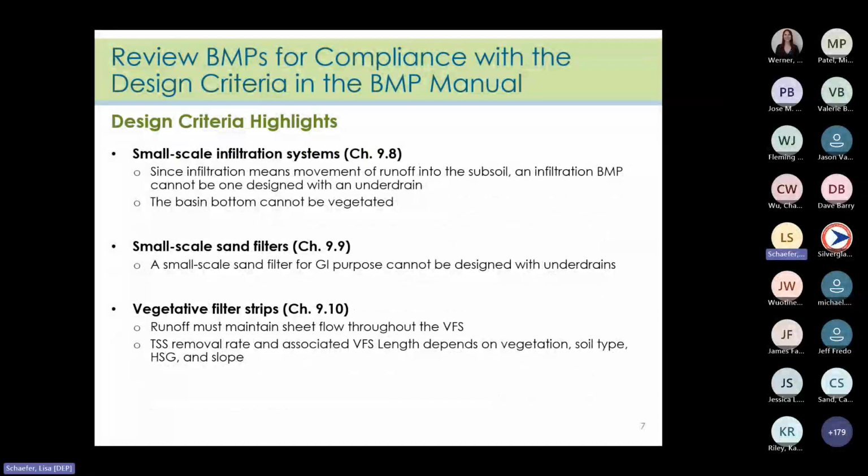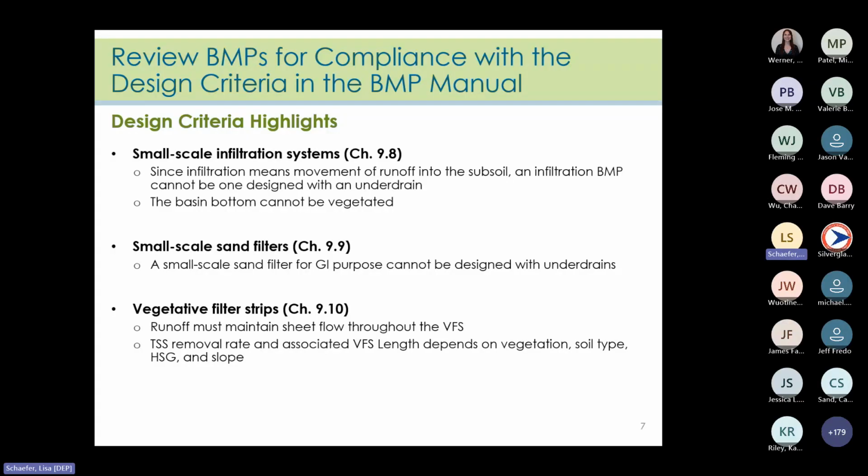Small scale infiltration systems: an infiltration BMP means one designed to infiltrate runoff into the soil. So if the designer calls the BMP an infiltration BMP, it cannot be designed to have an underdrain system to direct runoff from being transmitted to the subsoil. Also, an infiltration basin cannot have vegetation on the bottom of the basin. If it has, it cannot be recognized as an infiltration basin. Small scale sand filters, if they're intended to meet the GI standards, also cannot be designed with an underdrain for the same reason.